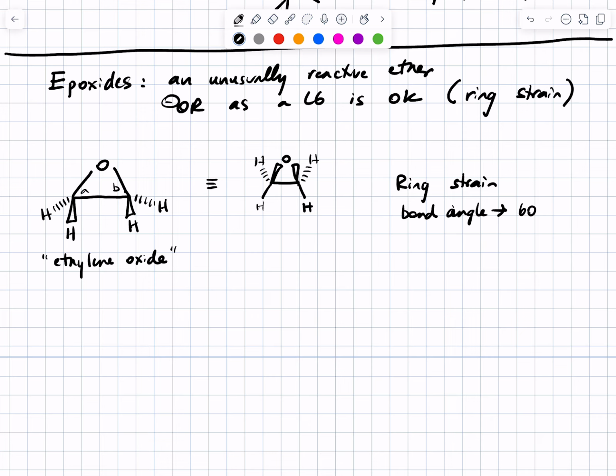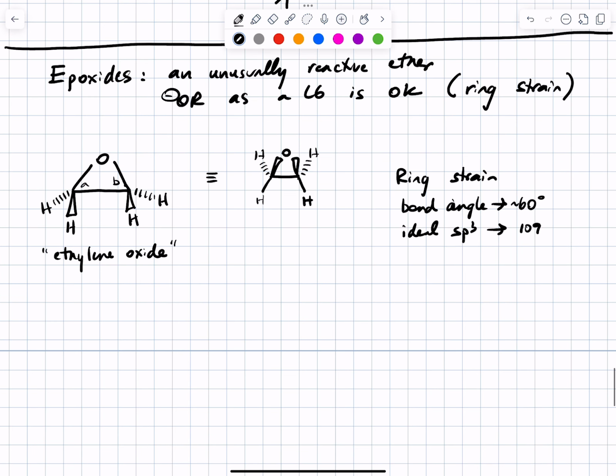Ideal bond angle would be around 60 degrees, but the ideal sp3 bond angle is 109. So we're about as far away from that as you can get. Some of you are like, it's 109.5. I'm like, good for you, but I don't care. So the ring strain makes it so that the epoxide is spring-loaded and ready to pop open.